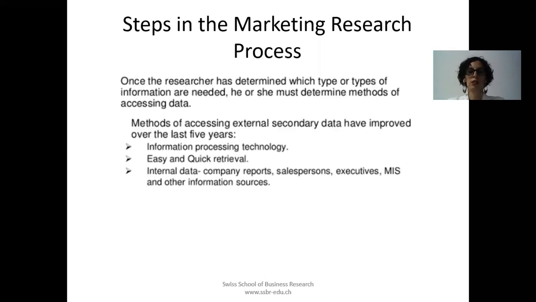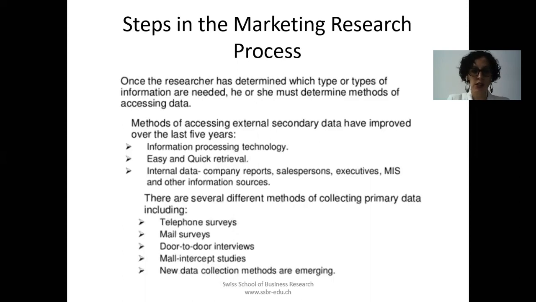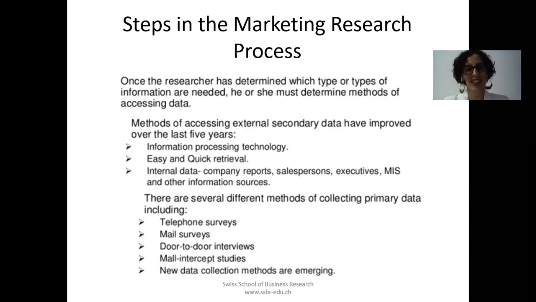Step 6 is, once you have determined the type or types of information, you have to determine the methods of accessing that data. There are many different types, and they're actually not all covered here because this is changing increasingly more and more. But basically, it's how you can access data. You can access external secondary data online. That's the number one. Nowadays, they're usually very easy and quick to retrieve.